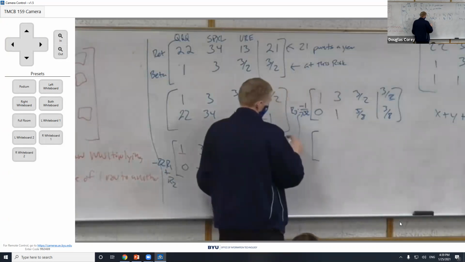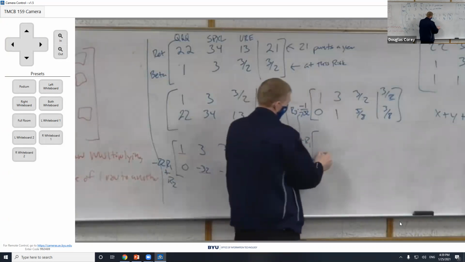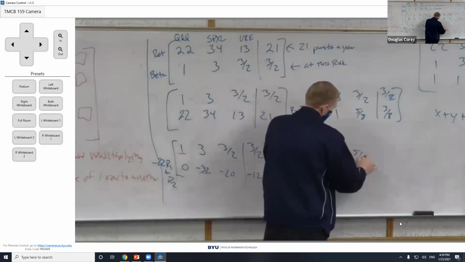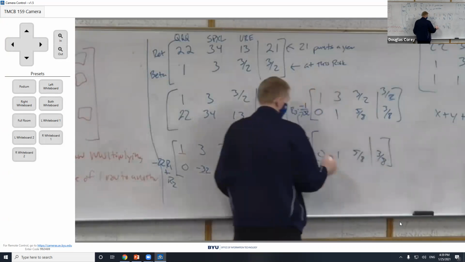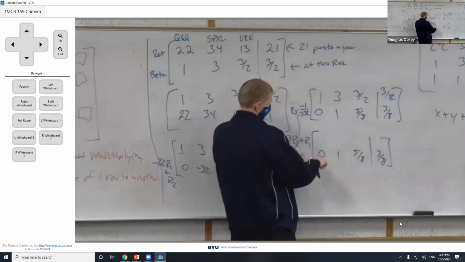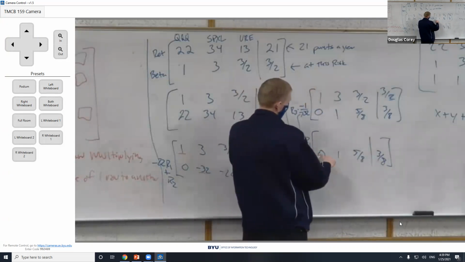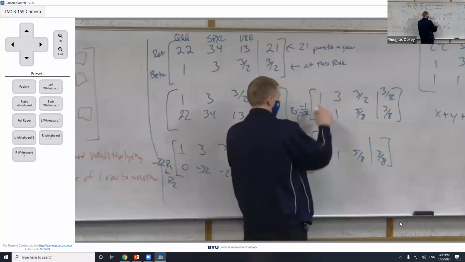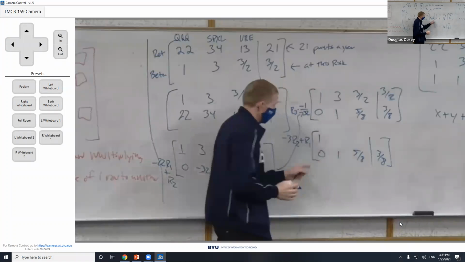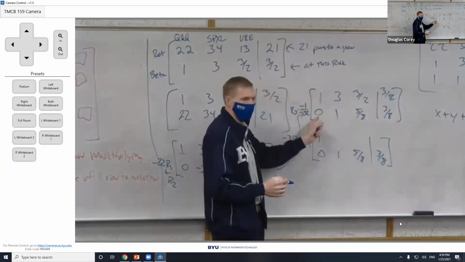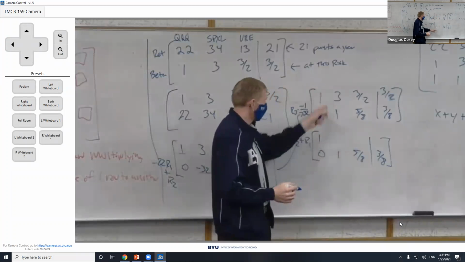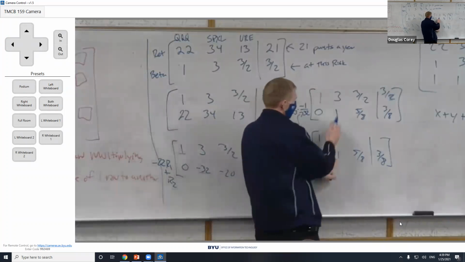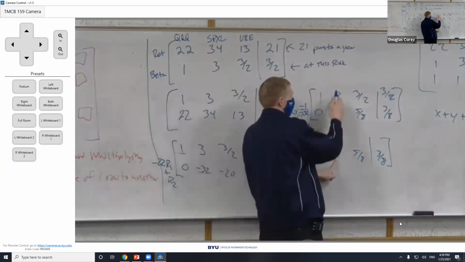So a minus 3 times row 2 plus row 1. So this doesn't change this one. So a minus 3 times 0 plus 1 keeps it 1. See, I don't want to change this. It's nice that I already have this to be 0, because it's not going to change that 1 there. So minus 3 times 1 is minus 3 plus 3 is 0.